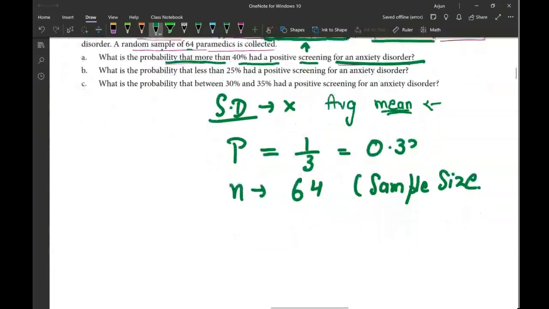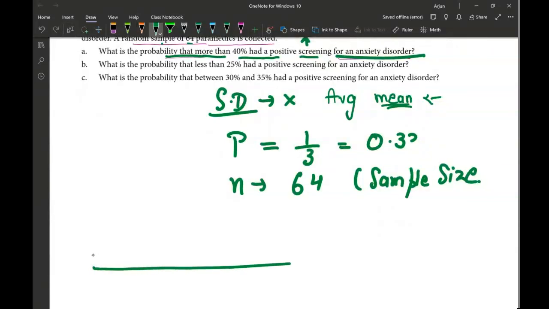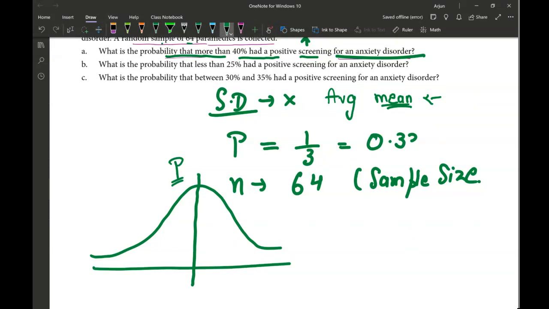And now I'll draw the diagram. The diagram is going to look something like this. As I told you, the proportion of the population will play the same role as that of the mean. So right in the middle, I'll place the population proportion, which is 0.33. So if this value is 0.33, p hat is 0.4.